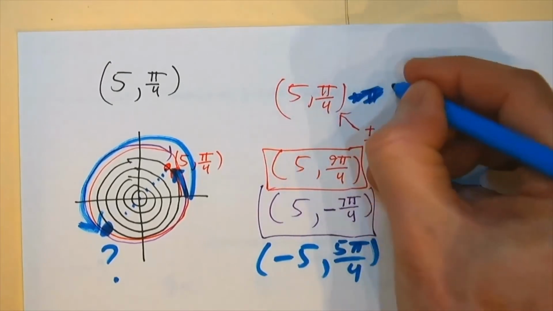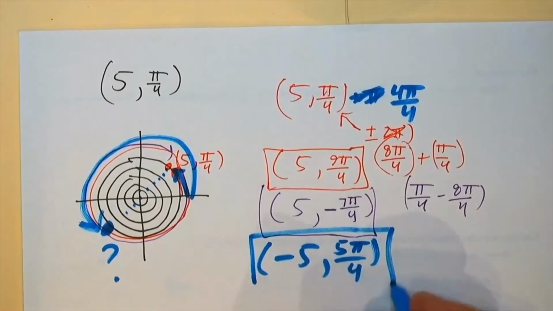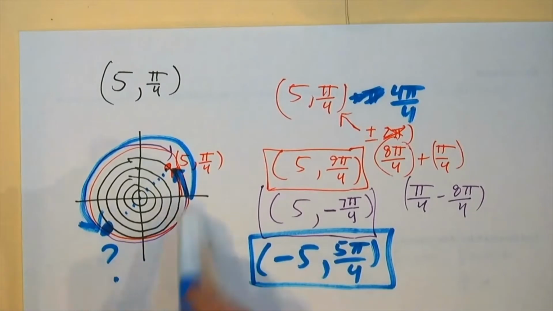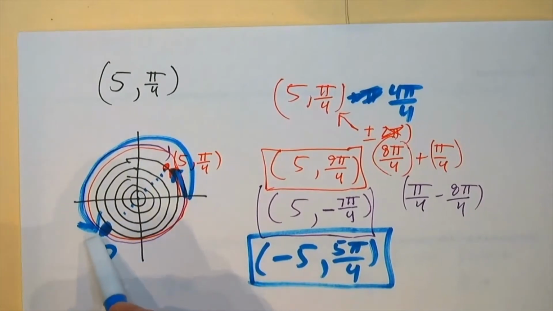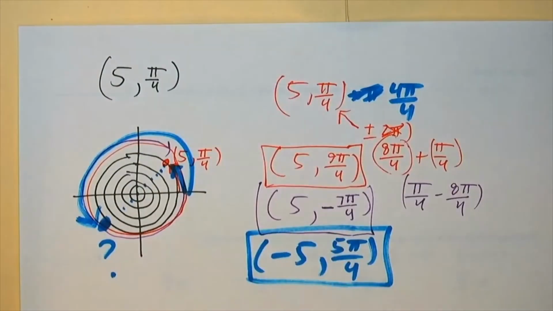In fact, how do I add pi? How about 4 pi over 4? 1 and 4 is 5. So multiple ways to name this point, because if you went to 5 pi over 4, but then did negative radius, you're back where you started. So all these are the same thing.